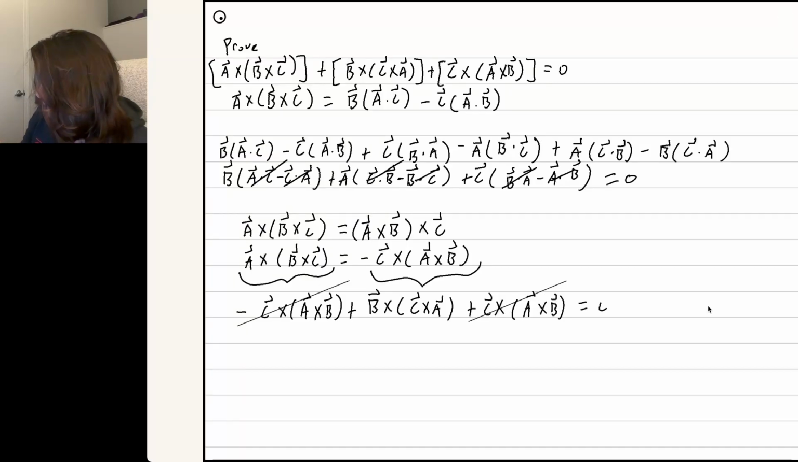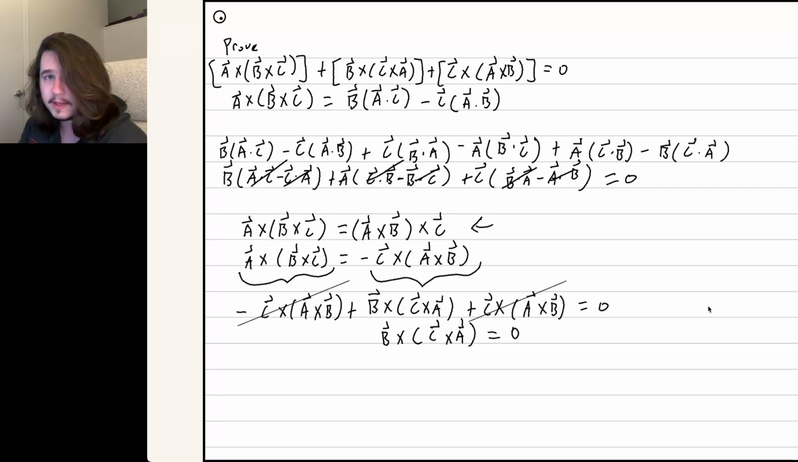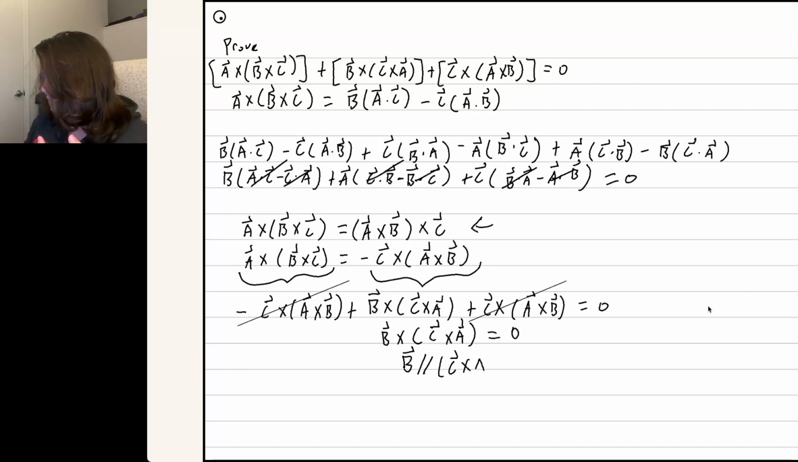which means for this relation to be true, B cross C cross A has to be equal to 0. Geometrically, what that means is that if the result of a cross product is 0, then the two vectors you're taking the cross product of are parallel, which means B better be parallel to the cross product of C and A.